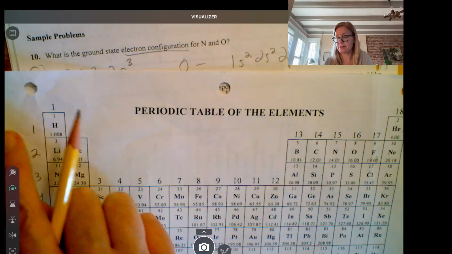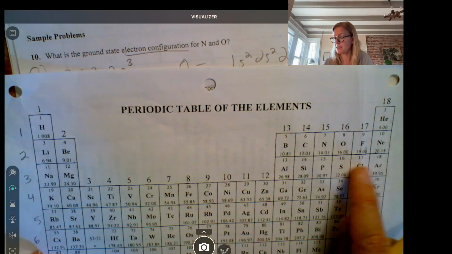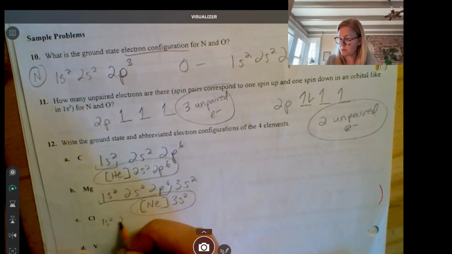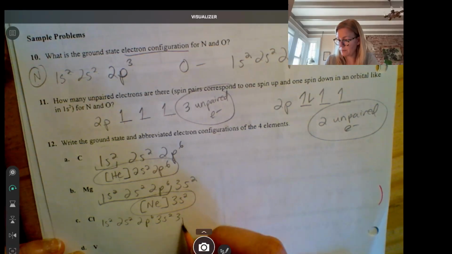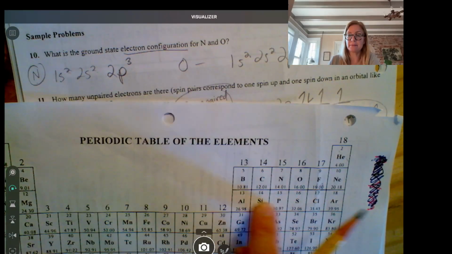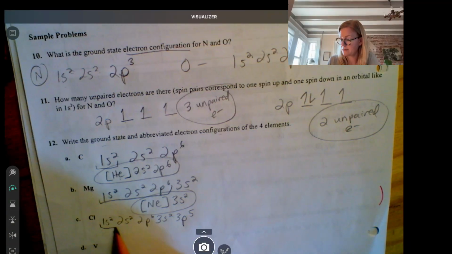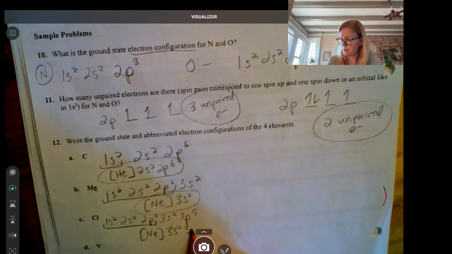Chlorine has 17 electrons. 1s2, 2s2, 2p6, 3s2, 3p5. Be sure that adds up to 17. 5 plus 2 is 7, plus 6 is 13, 14, 15, 16, 17. And then go back, back, back to get to neon. Use neon to replace the first 10, and then we have 3s2, 3p5.